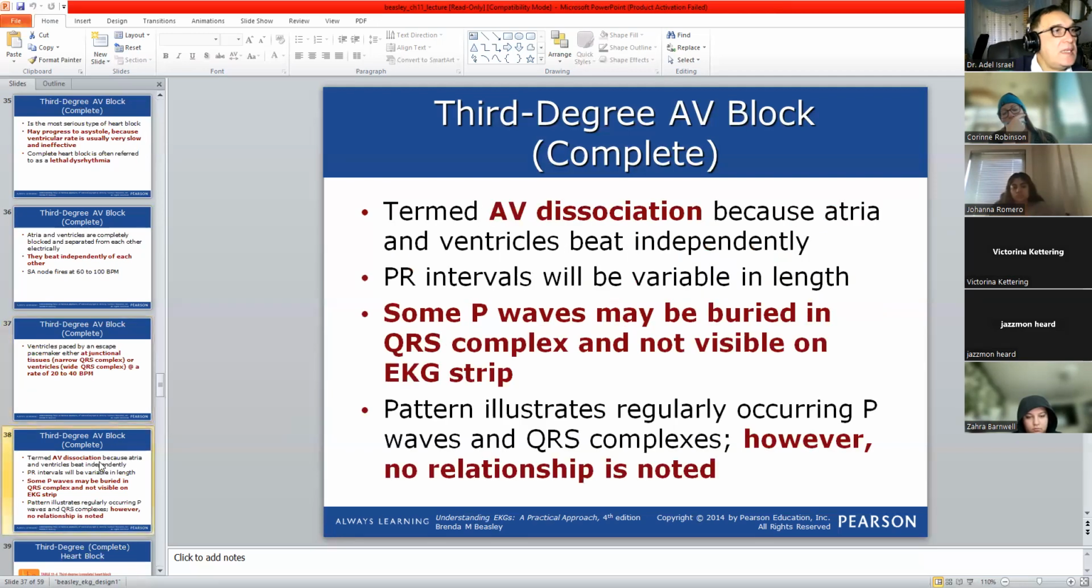So what is the item which we need to remember? This phrase: no relationship is noted. When you find there is no relationship, you can't find the relation between the SA node or atrial contraction and ventricular contraction. If you don't find any relationship, this is what we call third degree heart block. Is it clear?